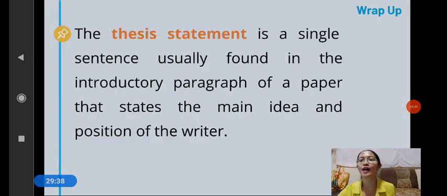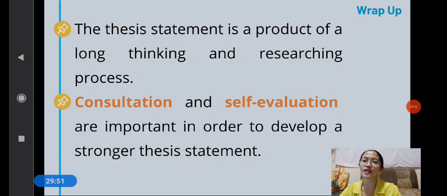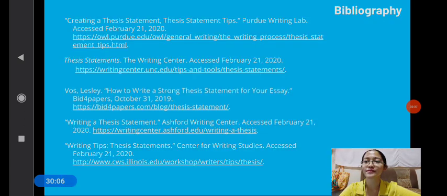Now, to sum up, the thesis statement is a single sentence usually found in the introductory paragraph of a paper that states the main idea and position of the writer. The thesis statement is a product of a long thinking and researching process. Consultation and self-evaluation are important in order to develop a stronger thesis statement. Okay, these are our references.